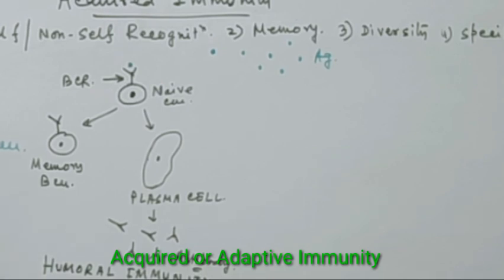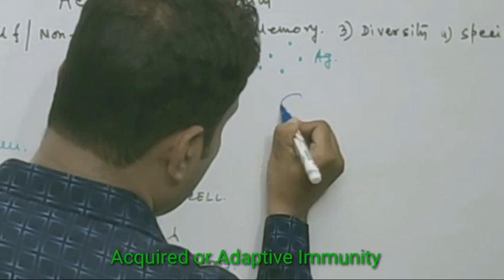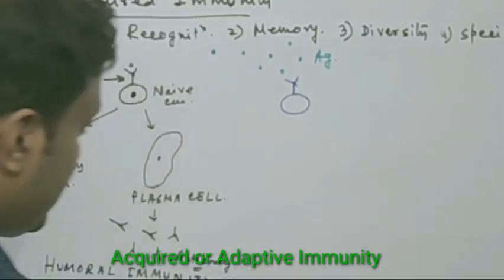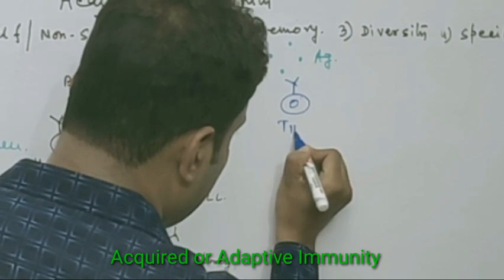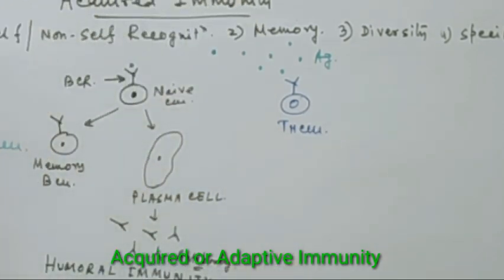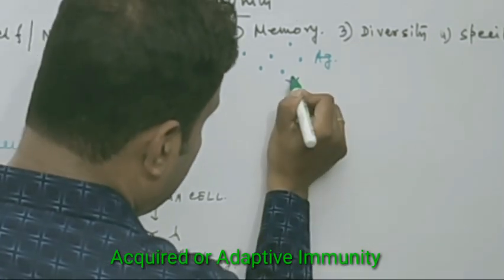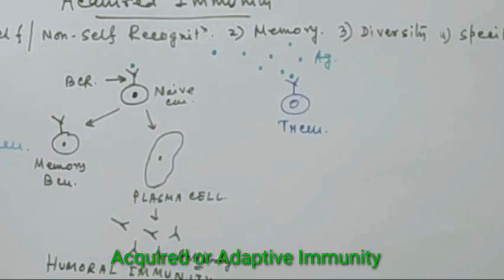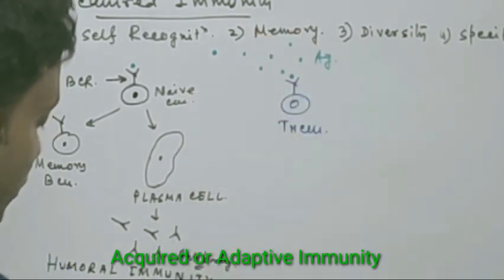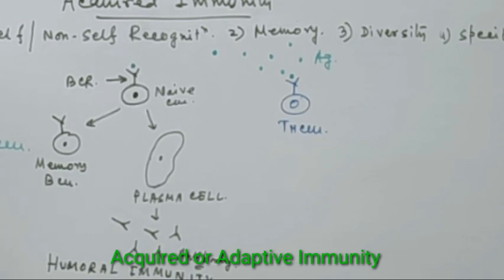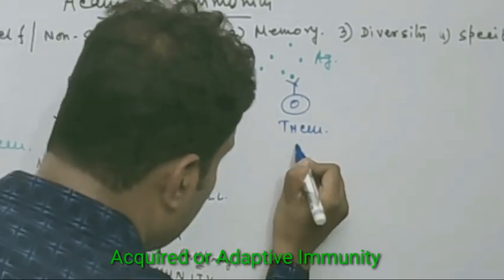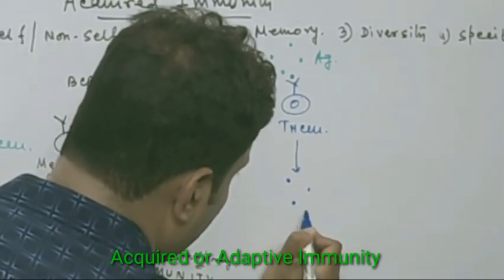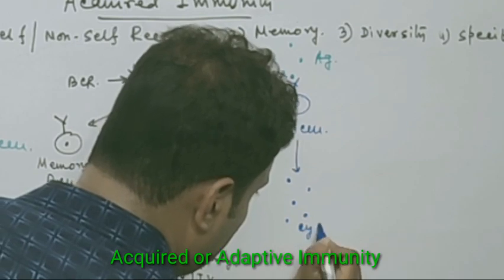And here the helper T cell again comes into operation. This helper T cell can bind with this particular antigen. This is the helper T cell. The helper T cell has a specific receptor, and this receptor binds with this particular type of antigen. Okay, and this helper T cell will produce specific chemicals, which are called cytokines. So this helper T cell will produce cytokine.